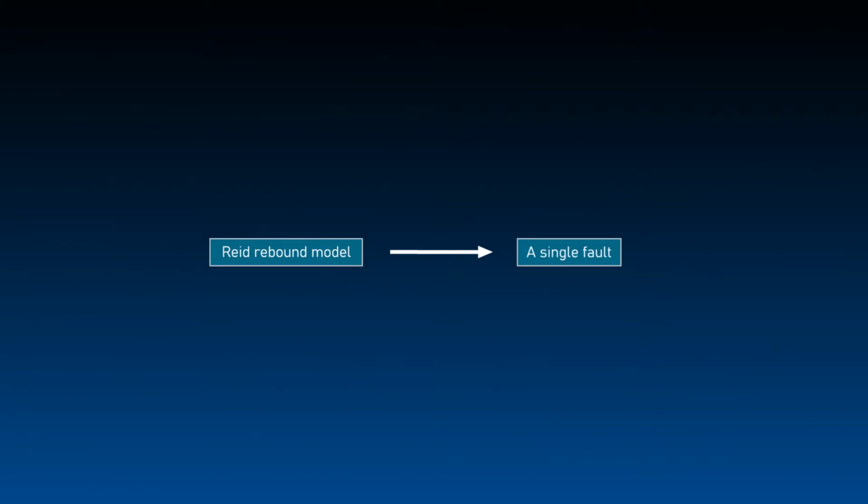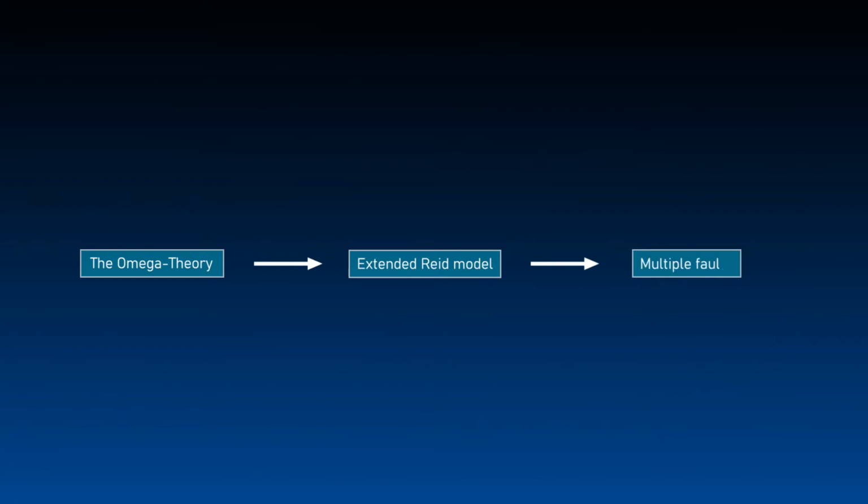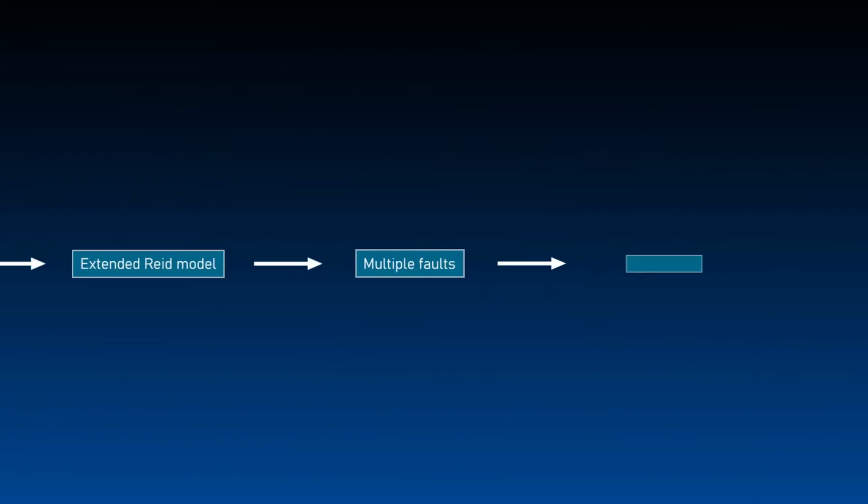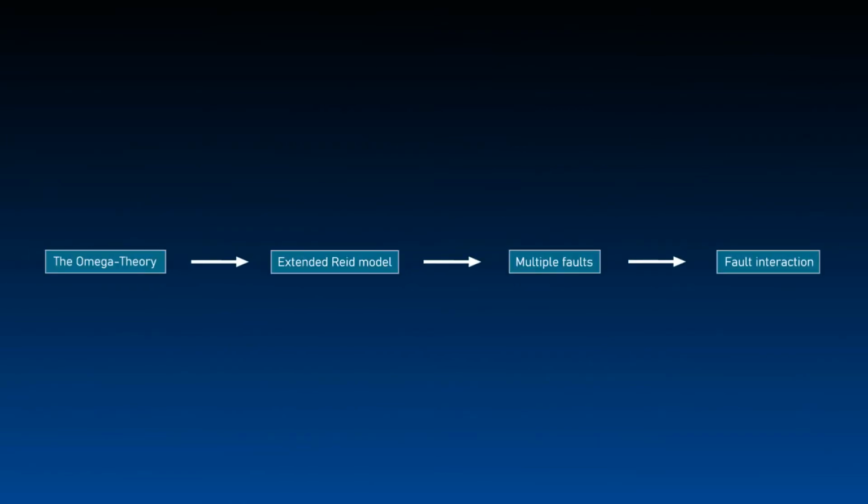Problem. The problem with the Reid rebound model is that it is based on a single fault, excluding any possible interactions among them. The advantage of the omega theory is that it expands and upgrades the Reid rebound model, with the incorporation of a minimum of 2 and usually multiple faults. This extended model also accounts for potential interactions among faults and block rotations between the fault planes.